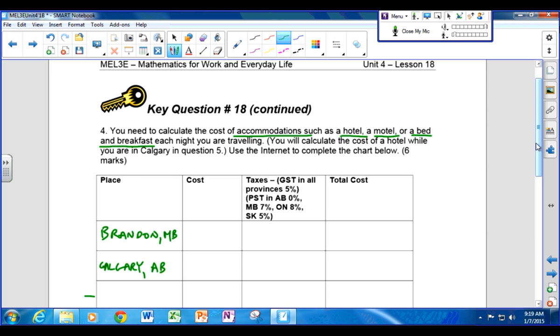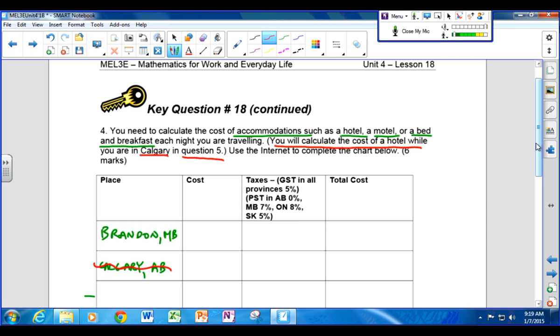Oh, okay. So it says you will calculate the cost of a hotel while you're in Calgary in question 5. Okay, so we don't need that then. So really, this is on the trip out. We're going to stay in Brandon, so we just need one more. Okay. So how do we do this?